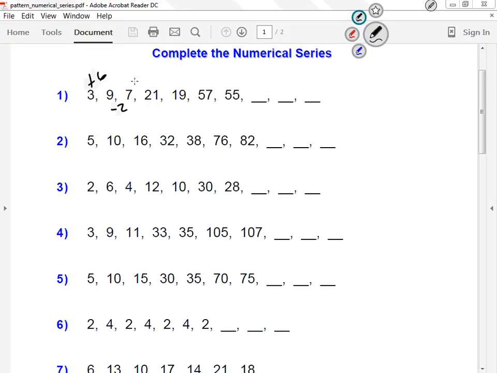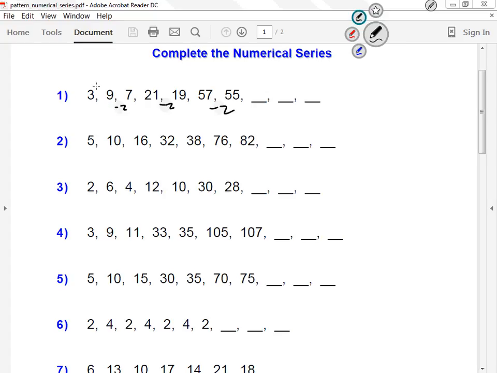From 7 to 21, I added 14. And then I subtract 2. From 19 to 57, I add 38 and subtract 2. So I can tell that every other number, I'm going to subtract 2. However, on the adding, it changes. So let me not take a look at adding. Seems like I erased that.